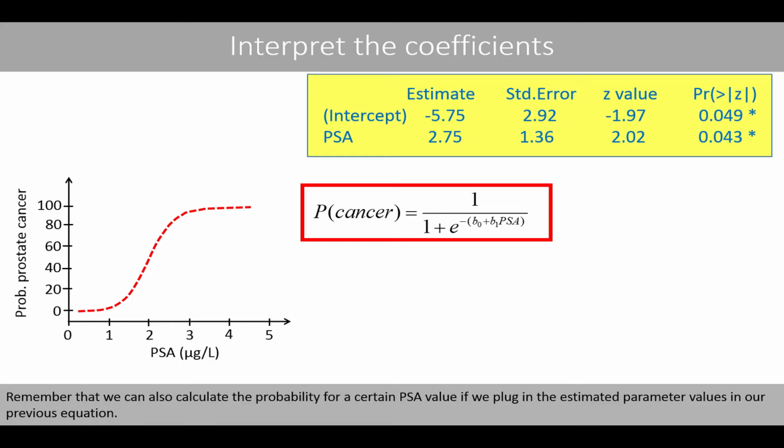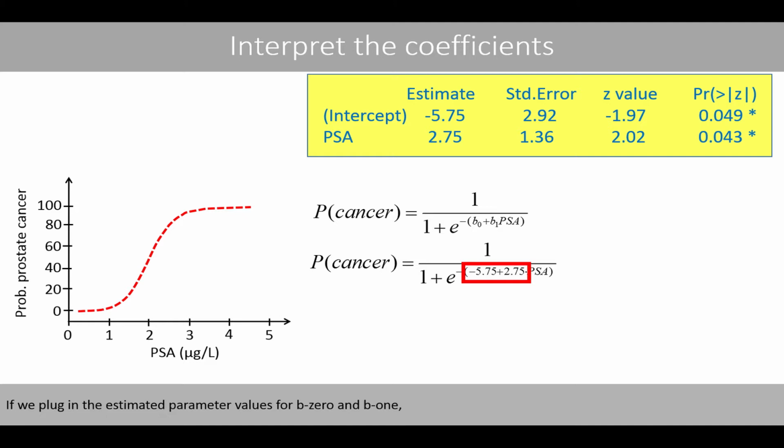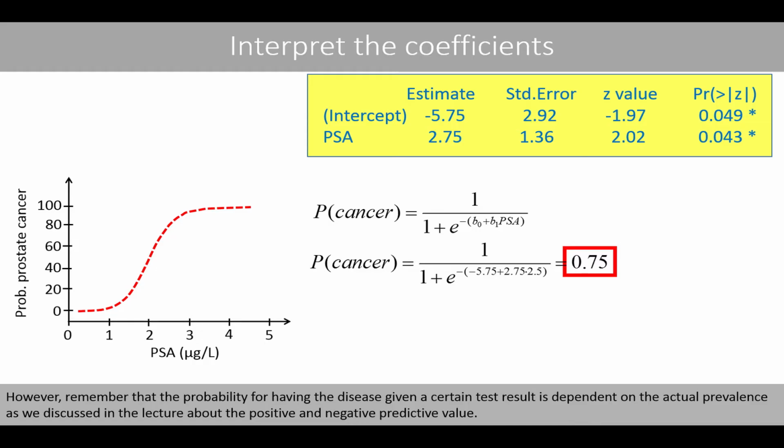Remember that we can also calculate the probability for a certain PSA value if we plug in the estimated parameter values in our previous equation. If we plug in the estimated parameter values for B0 and B1, then we can, for example, calculate that a person with a PSA level of 2.5 has a 75% risk of having prostate cancer in our sample. However, remember that the probability for having the disease given a certain test result is dependent on the actual prevalence, as we discussed in the lecture about the positive and negative predictive value.